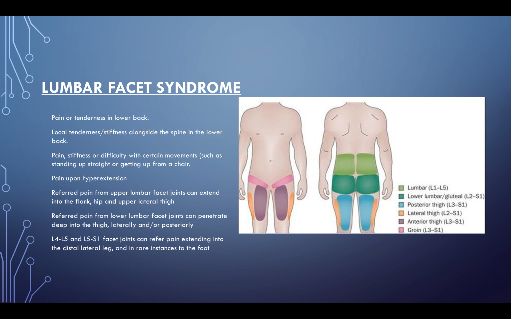So lumbar facet syndrome: pain or tenderness in the lower back. I think this is probably the biggest one that we see in our clinic for back pain. So local tenderness or stiffness alongside the spine in the lower back. Pain, stiffness, or difficulty with certain movements, such as standing up straight, getting up from a chair, basically putting your back into extension. Lots of pain may occur with hyperextension, and they'll have referred pain from the upper lumbar facet joints. It can extend into the flank area, the hip, or the upper lateral thigh. Referred pain from the lower lumbar facet joints can penetrate deep into the thigh, laterally and/or posteriorly. So that's from the picture there.